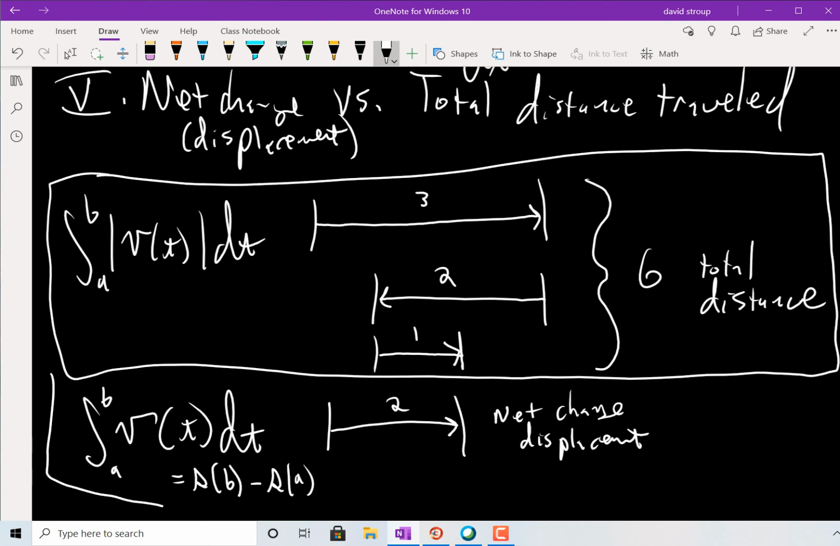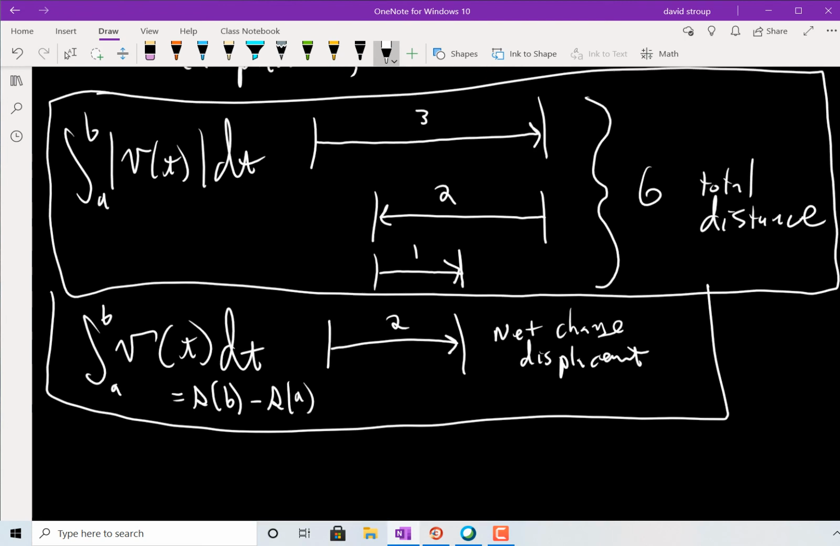And what's that going to do? It's basically going to split your integral into a bunch of integrals, one for each kind of direction of movement.